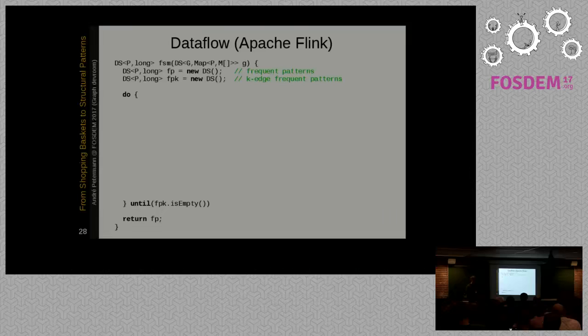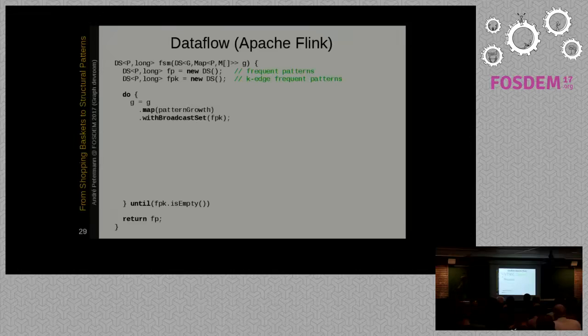So that's the problem in the shared nothing context. And what you would do in a usual programming language, okay, you know these constraints, but the naive programming would be: there would be a data set of graphs, a data set of all frequent patterns, and a data set of k-edge frequent patterns. That's all the data sets we need. And then we have a loop which terminates when we do not find any k-edge frequent patterns anymore. And at the end, we're interested in all frequent patterns. That's what our algorithm should do.